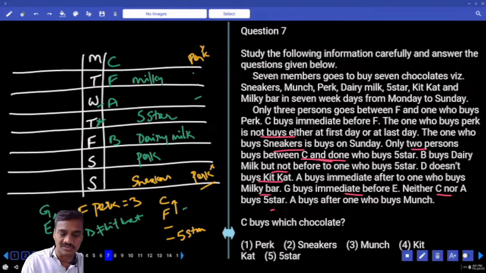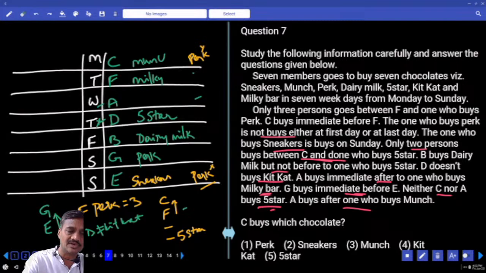Now if Milky Bar is here, D does not buy Kit Kat. Then G and E are adjacent to each other, this is G and this is E. A buys after the one who buys Milky Bar, G buys before E. Neither A nor C buys 5 Star, so that is ruled out. Then A buys after the one who buys Munch. Now this is Munch, and what is left over here? Kit Kat. Now A buys Kit Kat.